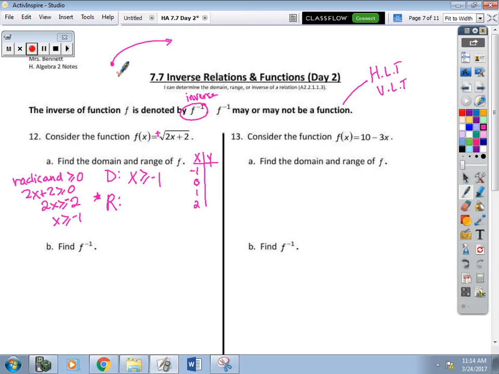So when I plug this number in, I'll have 2 times -1 is -2, plus 2 is 0, square root of 0 is 0. Plug in 0, we'll get the square root of 2. Plug in 1, 2 times 1 is 2, plus 2 is 4, the square root of 4 is 2. And 2 times 2 is 4, plus 2 is the square root of 6. So you can see that the numbers are getting larger in the y column. So really we're going to say that the y values have to be greater than or equal to 0.